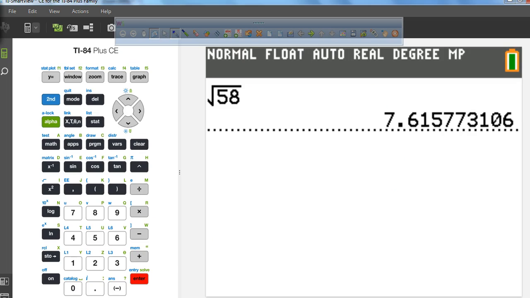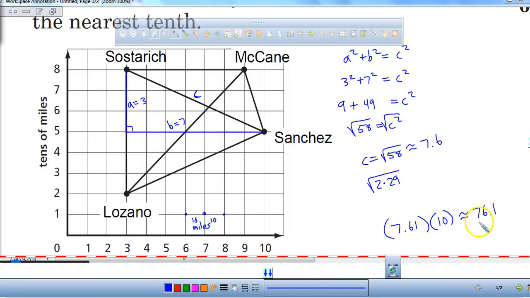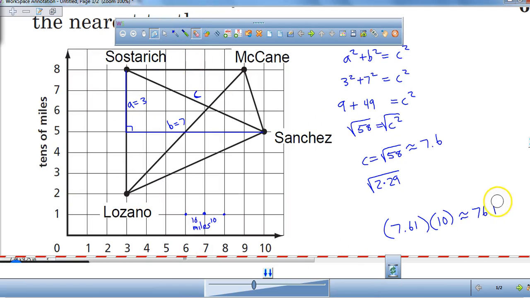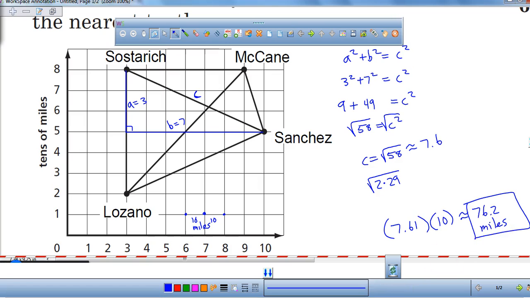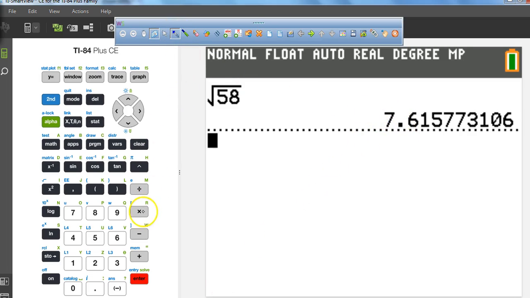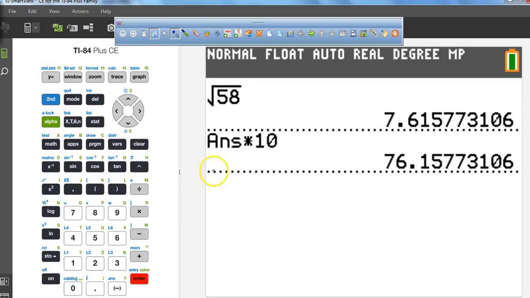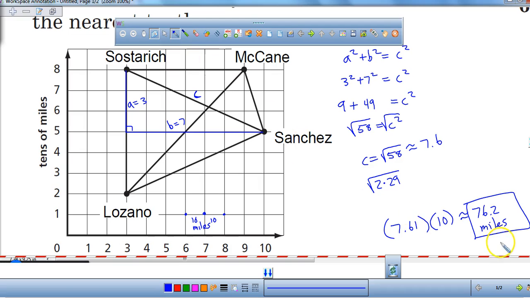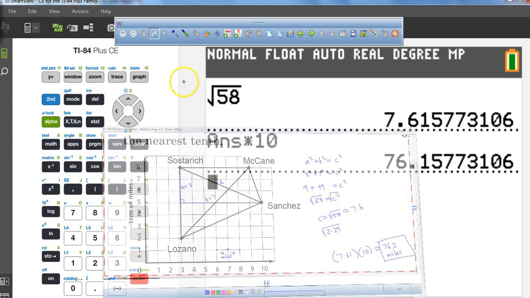76.1. We could say 76.2 since that's a 5. So if you go back over here and multiply this by 10, because each unit is considered to be 10 miles, you could round that to 76.2 miles, and that's the answer to that problem.